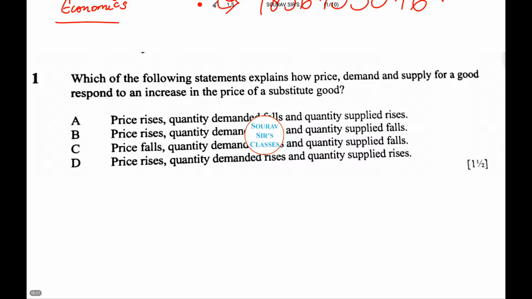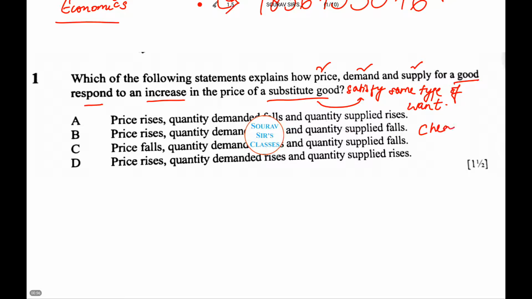Let us jump on to the first question. The first question wants us to explain the effect on price, demand and supply for a good in response to an increase in the price of a substitute good. A substitute good is a good that satisfies the same type of want and therefore can be consumed in place of one another. We always prefer to have the cheaper good. If X and Y are substitutes, we will go for the cheaper good.